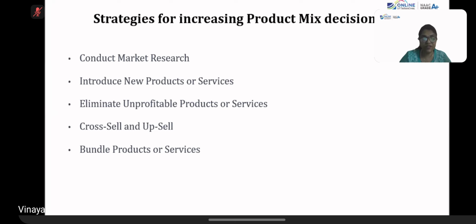Bundle products or services, same thing over here as well. You will mix up 2 or 3 products together and you will deliver that to the customers. Okay. Clear? Any doubts till here? Anyone?